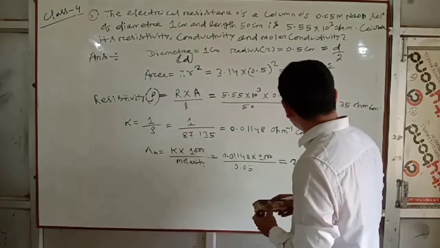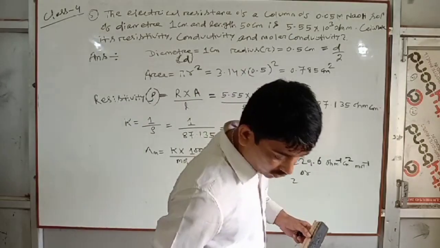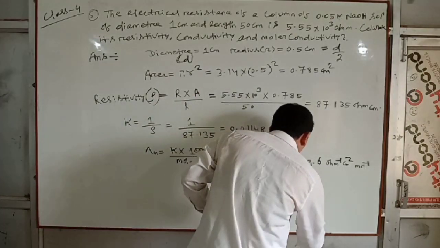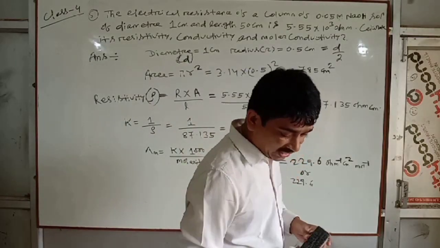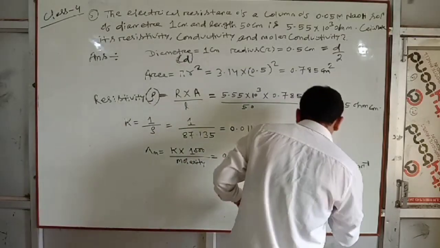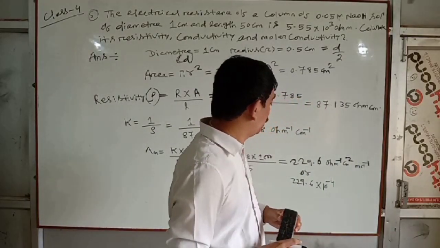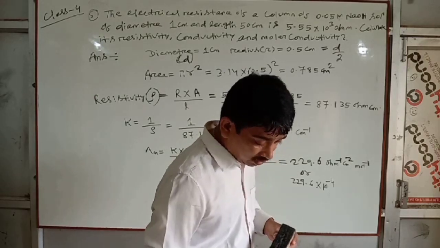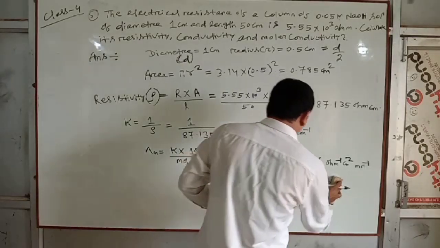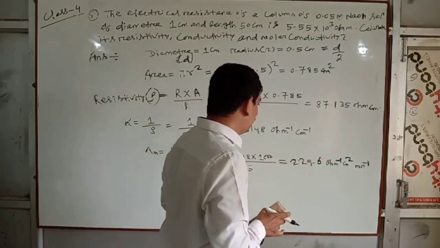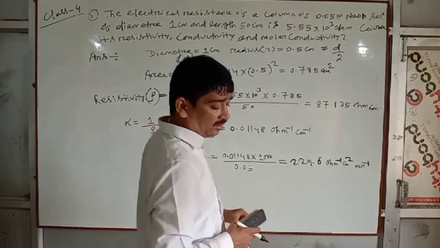You can also write it as 229.6 into 10 to the power minus 4 ohm inverse centimeter square mole inverse. So this is all about this question.